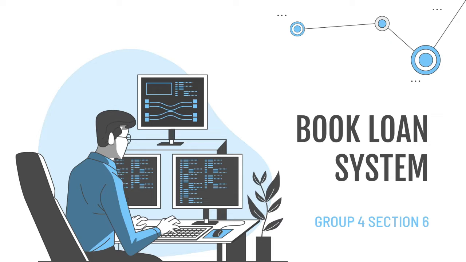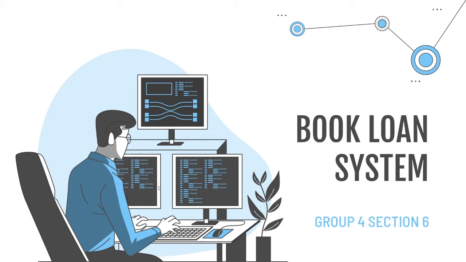So today I'm going to present and demonstrate the program that we have developed for assignment 2, which we call book loan system. We are from group 4 section 6 for data structure and algorithm. My name is Dzakirin Asyraff and my partner is Ieskandar Zulqarnain.